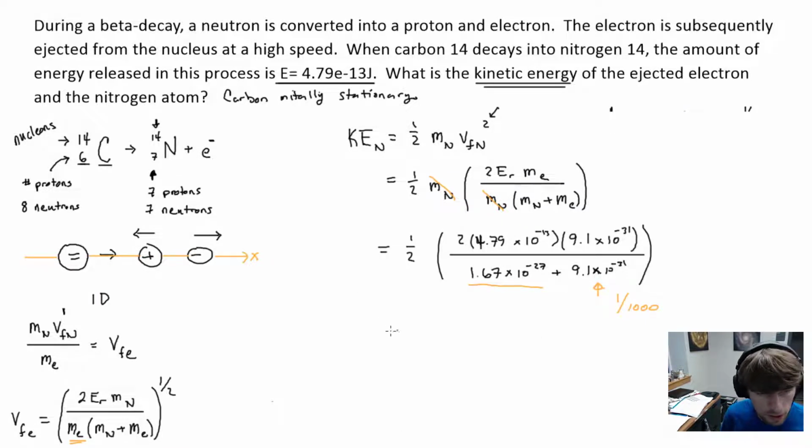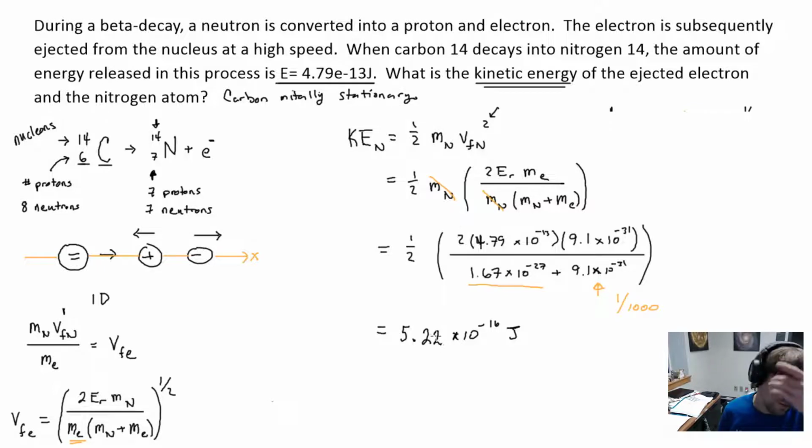And we're back. I got something like 5.21, call it 22, just round it, times 10 to the negative 16th joules. So that's the kinetic energy that I got.